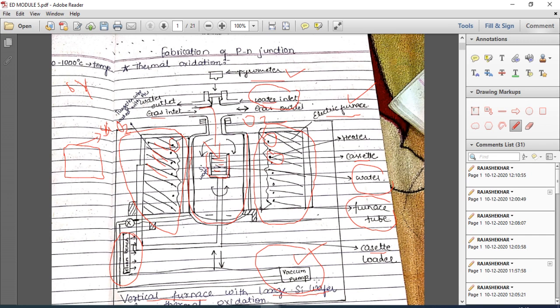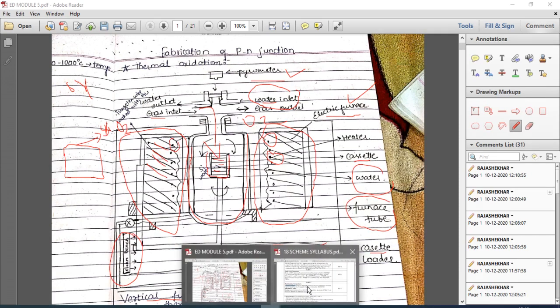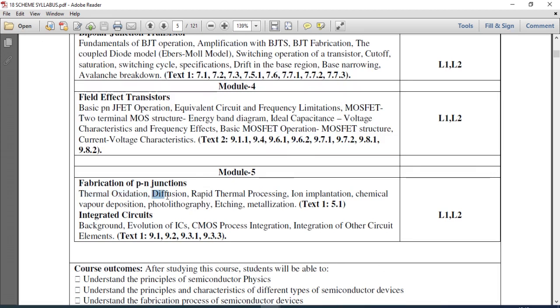In the next class we will start with diffusion. That is the next topic. I hope you already know that diffusion is movement from a higher concentration area to a lower concentration area. We will discuss that in the next class, and this diffusion is related with thermal oxidation.